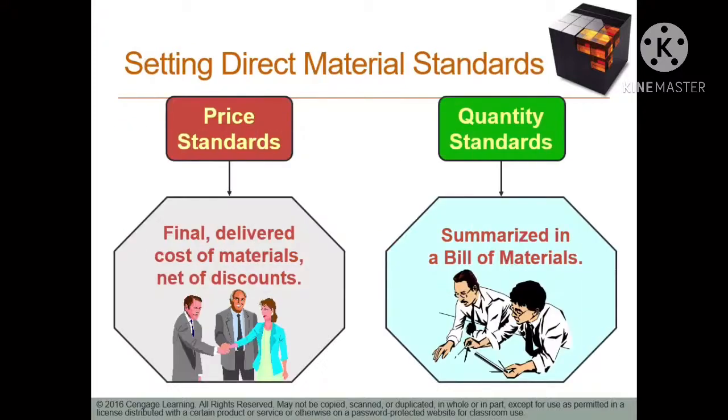Setting direct material standard. Price standard should reflect the final delivered cost of material and be net of applicable discount. Quantity standard is summarized in a bill of material. A bill of material is a list that shows the quantity of each type of material in a unit of finished good.